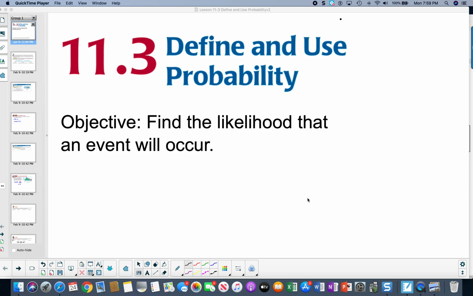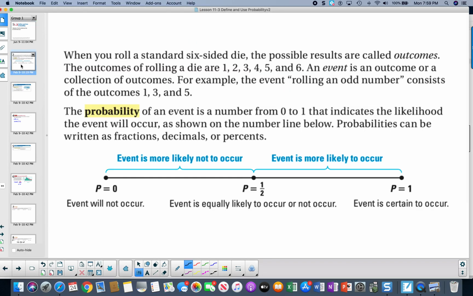11.3, define and use probability. Objective: find the likelihood that an event will occur. Let's take a look at probability.